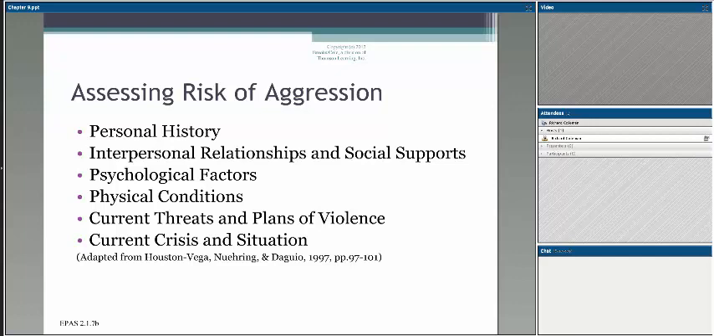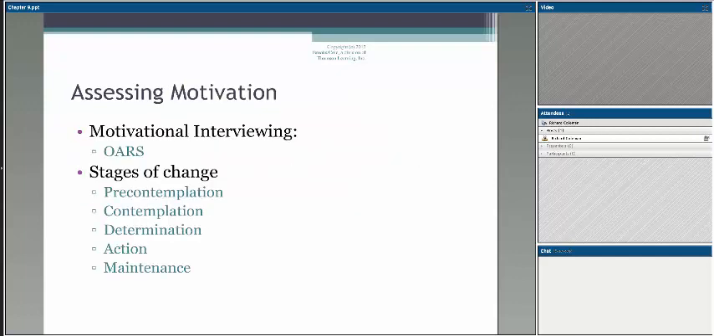So looking at all of these things are a way to really make a determination about what might be happening here as well. And then assessing motivation. There's a motivational interviewing concept called OARS that really helps us start to look at what drives some of the behavior or some of the things that we might be seeing with our clients in terms of these particular stages of pre-contemplation, contemplation, determination, action, and then maintenance. So again, really trying to understand why people are doing some of the things that they're doing in terms of what the motivating factors are for them.